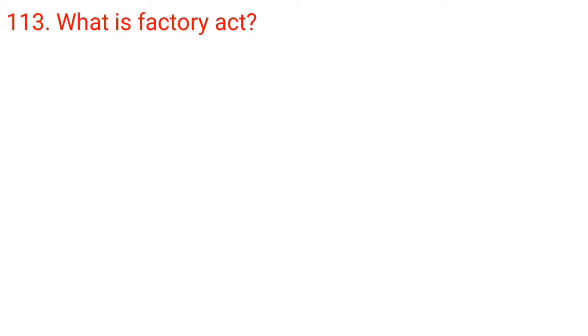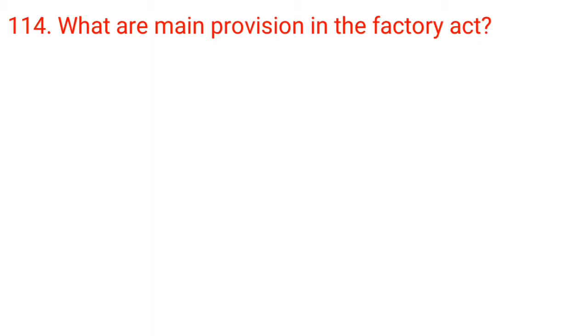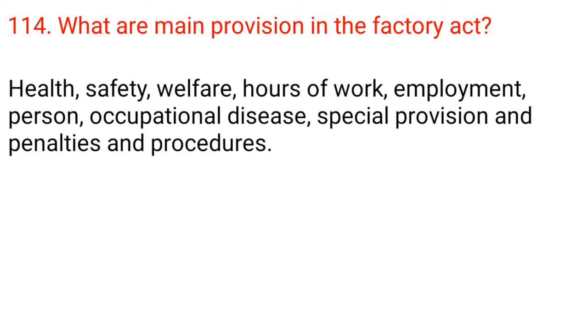113. What is the Factories Act? The Factories Act is a social enactment to achieve social reform and is given liberal construction to achieve the legislative purpose. 114. What are the main provisions in the Factories Act? Health, safety, welfare, hours of work, employment of young persons, occupational disease, special provisions and penalties and procedures.